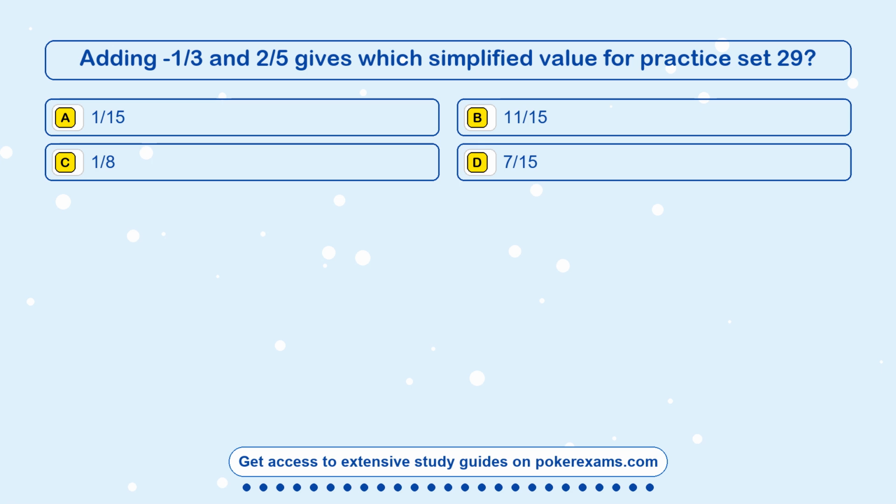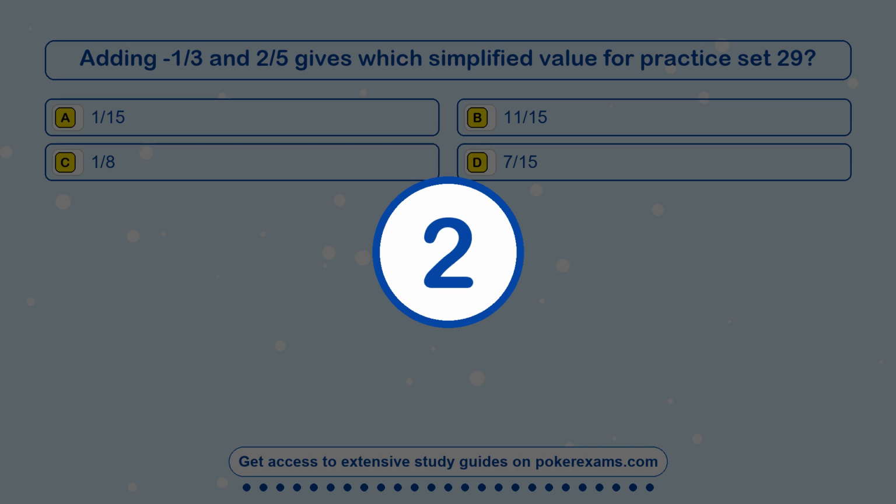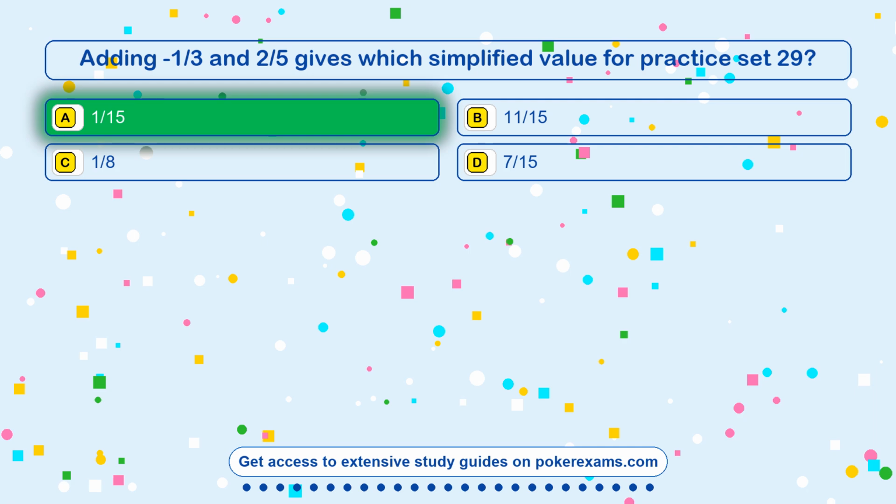Question 1. Adding -1/3 and 2/5 gives which simplified value for practice set 29? Option A: 1/15. Option B: 11/15. Option C: 1/8. Option D: 7/15. The correct answer is option A, 1/15.